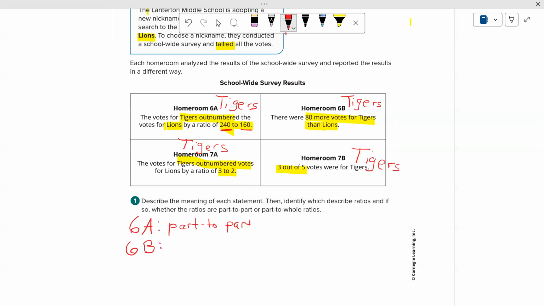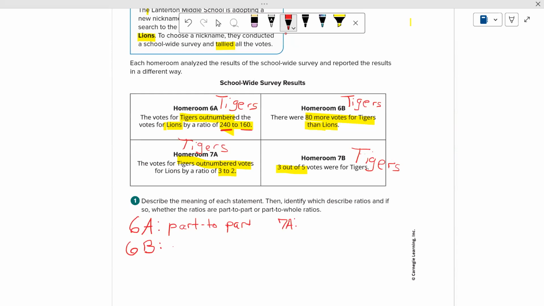And then for homeroom 6B, Mr. Guest is trying something new here, writing on this tablet thing. There were 80 more votes for Tigers than Lions. So is this part to whole or part to part? There were 80 more votes for Tigers than Lions. Well, I'm going to come back to that one and go to homeroom 7A. I want to think about the others, and then I'll come back to 6B.